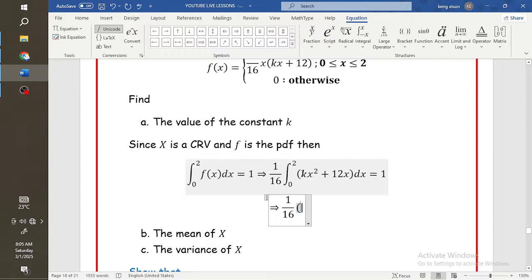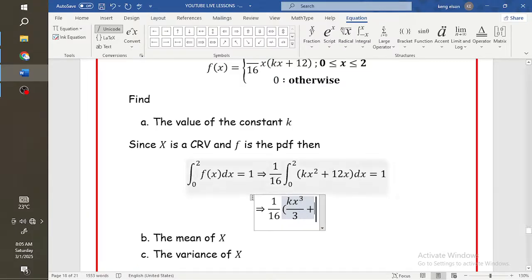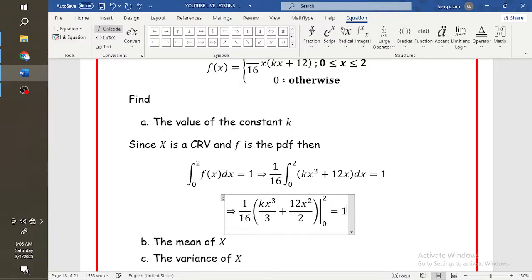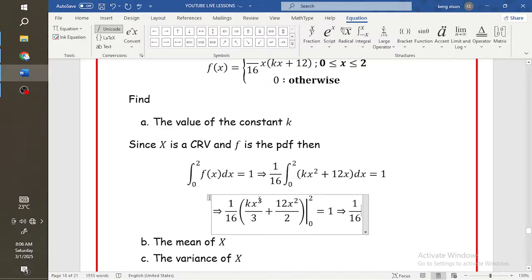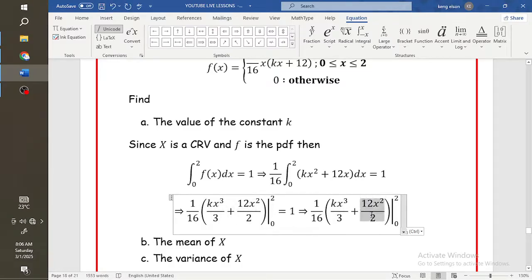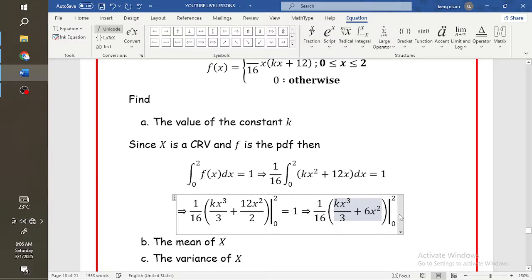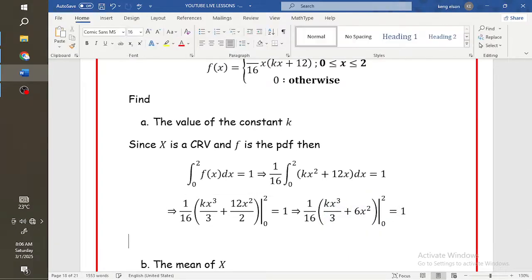If I integrate kx squared, from that rule I gave you, you get kx cubed divided by 3. Plus, if you integrate 12x, you have 12x squared divided by 2. Now we're integrating from 0 to 2 and we're equating to 1. Let me first of all simplify and go gradually. To simplify, we see that 12 on 2 is just 6. So instead of putting 12x squared on 2, I'm going to put 6x squared. Good. This is what we have, then equal to 1. Now let us start the simplification process.